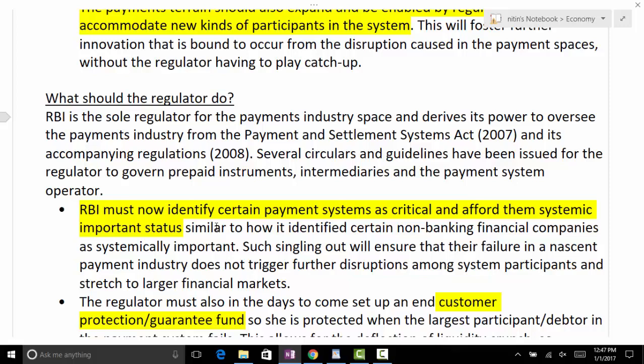Only these two are officially, yes. SBI. Yes. Yes. Too big to fail.